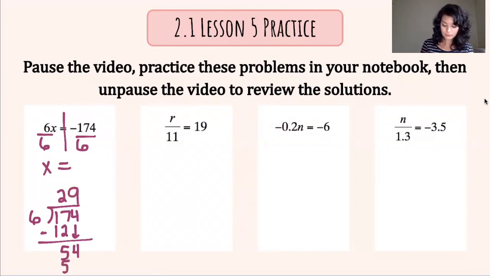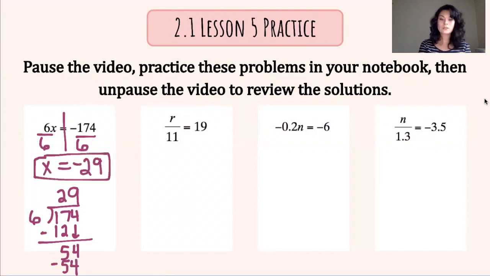I can't show the subtraction because I've run out of space, but you can clearly see that if I subtracted those two numbers, I would get 0. So 29 is my quotient, and you should have got a negative. There's my final answer for that one. Okay, next problem, you should have multiplied both sides by 11.